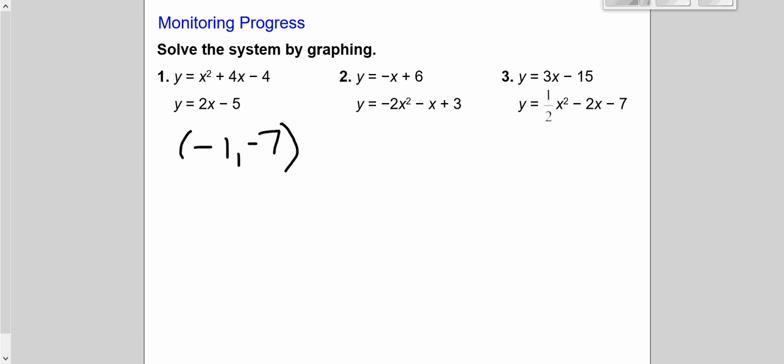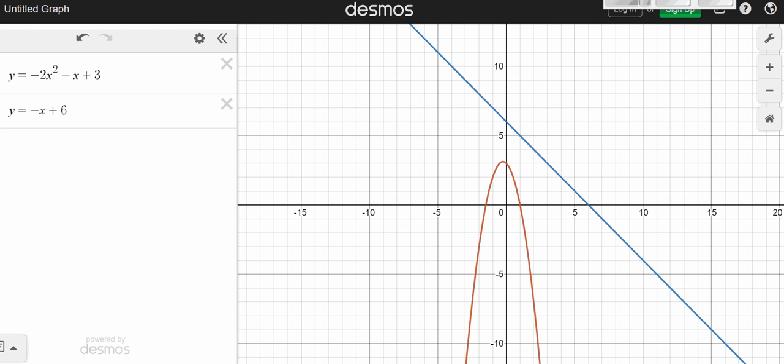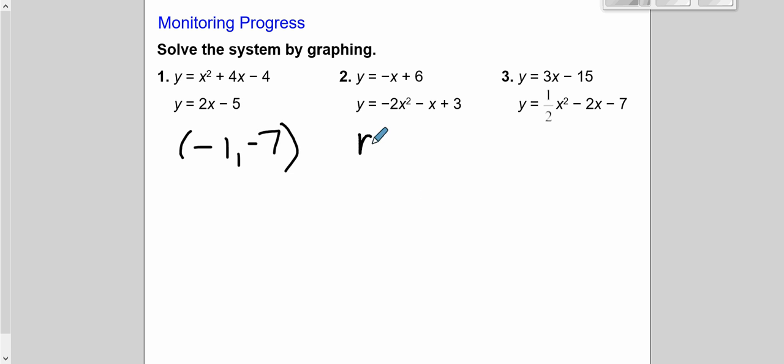All right, graph the next one. Find your point of intersection. On your mark, get set, go. Okay, here's the graph of number 2. They don't intersect. So what do we write for our answer? No real solution. Actually, there's just no solution.